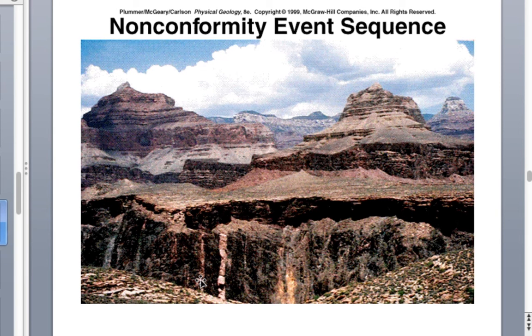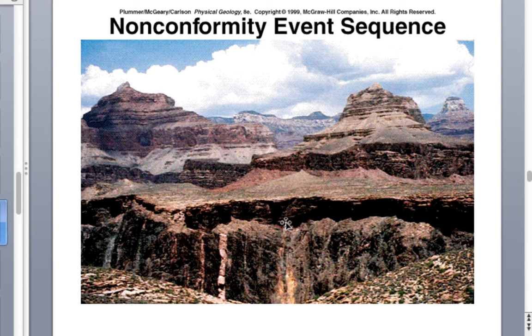Then kind of looking here at the nonconformity in the Grand Canyon, right? So here is the Tapeats sandstone. In this part of the Grand Canyon, the Tapeats sandstone sits on top of the crystalline basement, which includes the Vishnu schist, which is a metamorphic rock, and a younger rock called the Zoroaster granite, which intrudes into it. And so these rocks range anywhere from 1.4 billion years old to about 1.7 billion years old, right?